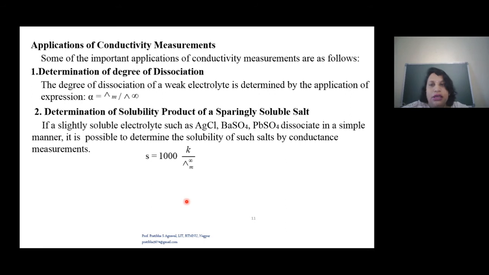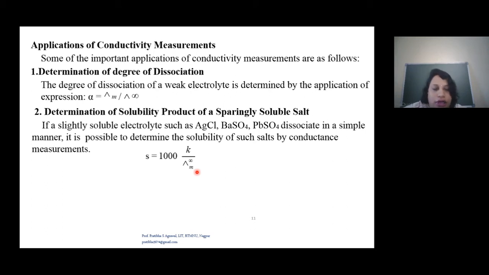Now, we will see the different applications of the conductivity measurements. Conductivity measurements have very important applications in different fields. Suppose we want to find out the degree of dissociation. Just like previously in the Kohlrausch law, and in the Ostwald dilution law also, we have seen this. So we can find out the degree of dissociation using conductivity measurements. We can find out the solubility product of a sparingly soluble salt by using this formula, where S is the solubility in moles per liter, this is the specific conductance of the saturated solution, and the molar conductance at infinity.